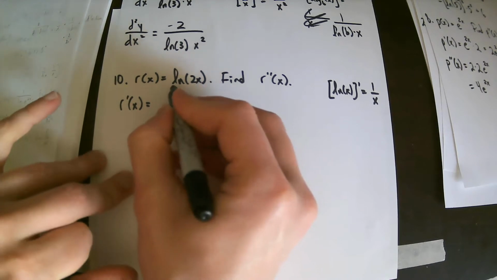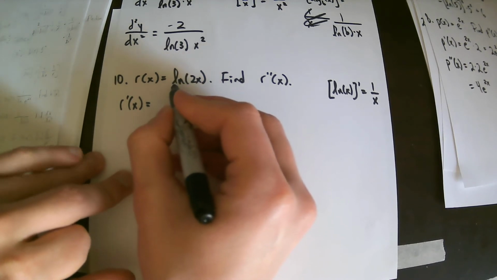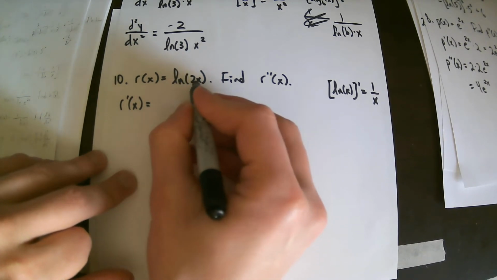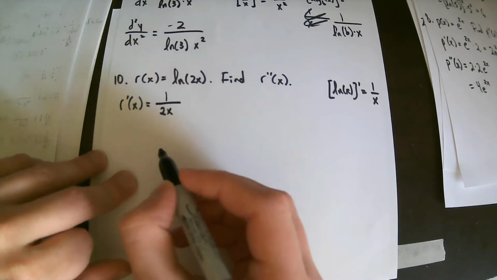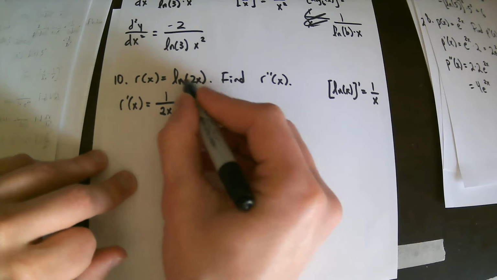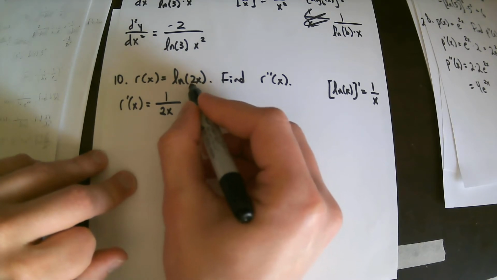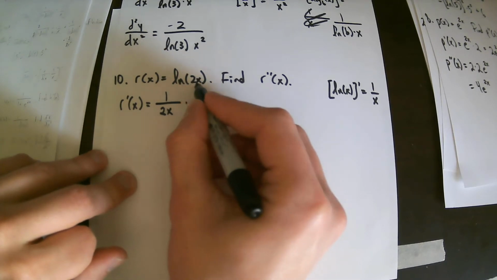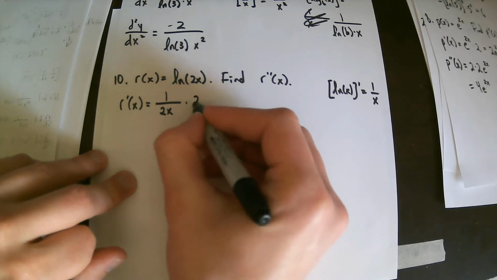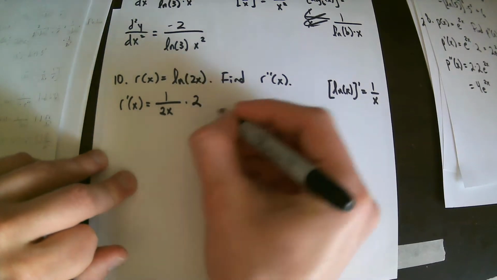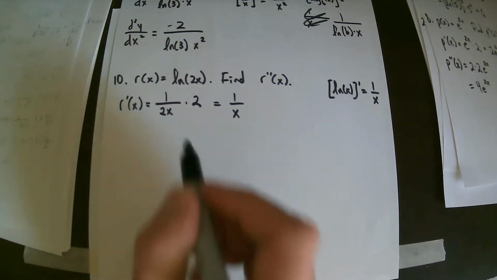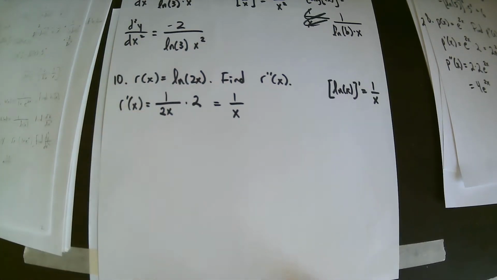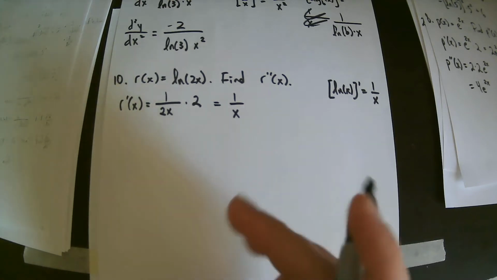So we take the derivative of the outer function, which is the natural log, with respect to the inner function. So instead of 1 over x, it's 1 over 2x. And then times the derivative of the inner function, 2x, which is 2. So it's just going to be 1 over x. The 2's cancel. That's strange, but that's how it works.